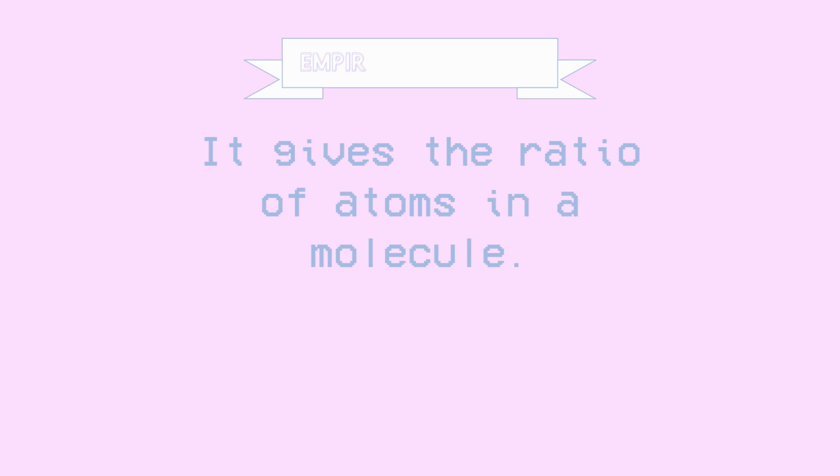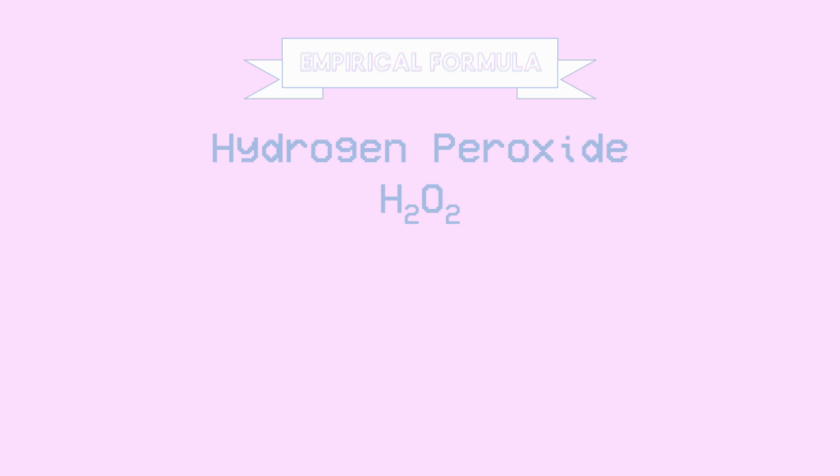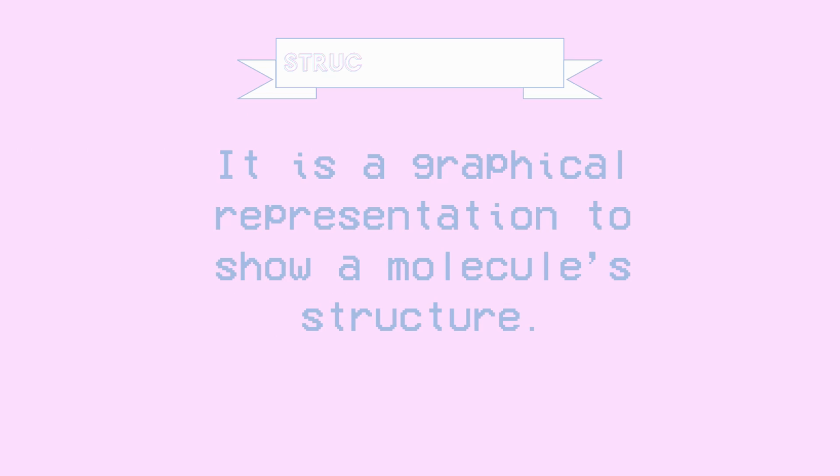Second, empirical formula. It gives the ratio of atoms in a molecule. Same example, hydrogen peroxide, H2O2. We need to find the ratio of hydrogen atoms to the oxygen atoms. Since both have 2 atoms, we say 2 is to 2. In lowest terms, 1 is to 1. Therefore, its empirical formula is HO. And third, the structural formula. It is a graphical representation to show a molecule structure.